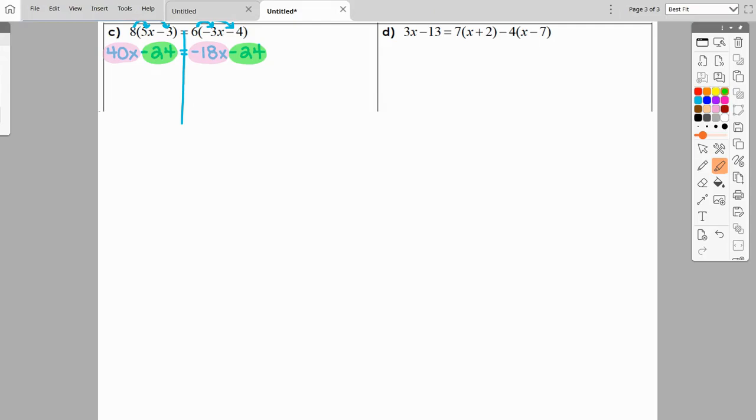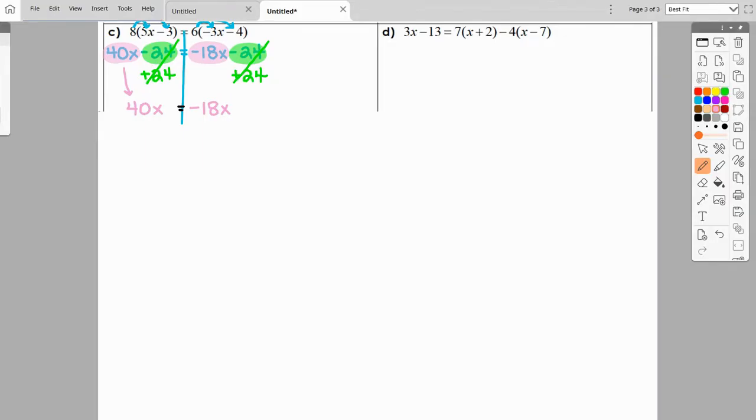Notice how there's no like terms on the same side. So now we've got to do the opposite operation. Negative 24, opposite is plus 24. What I do to one side, I have to do to the other. It cancels out on that left side, and I bring down a 40x. And then on the right side, I'm going to go ahead and bring down my negative 18x that I didn't do anything with. And I have 24 minus 24, which also cancels out to 0.